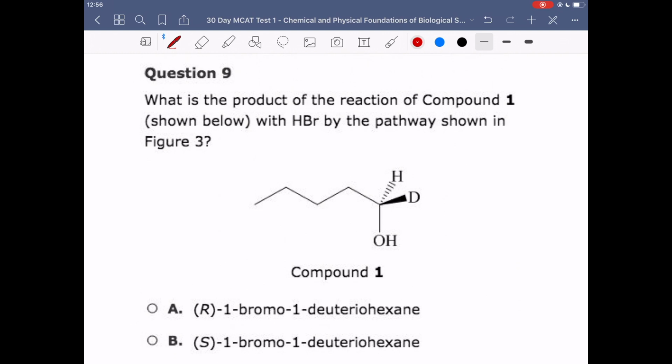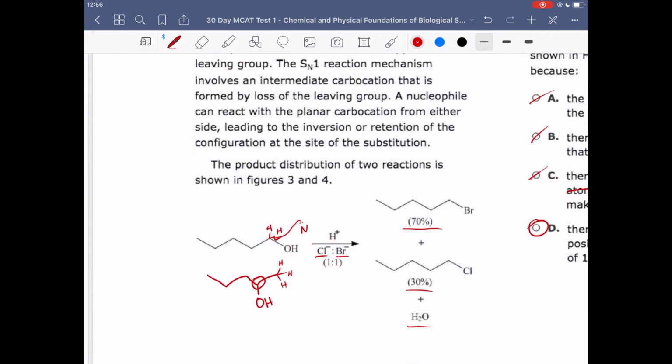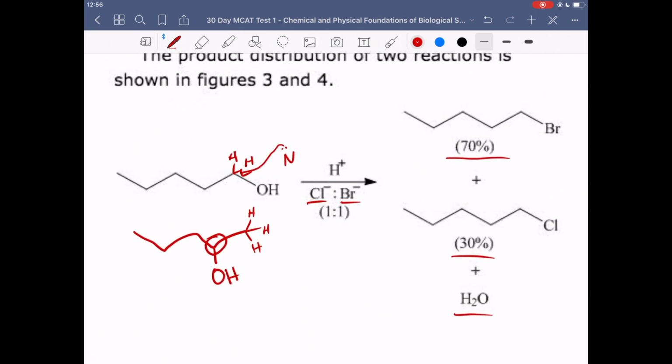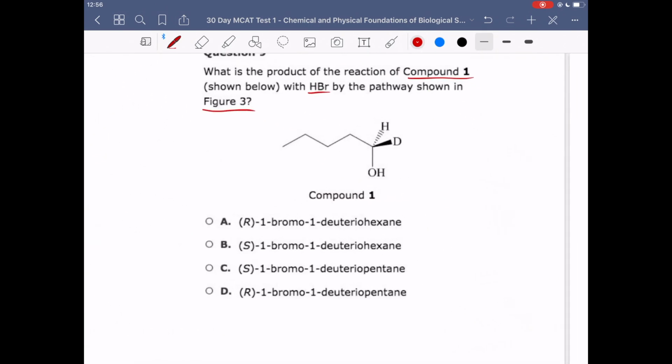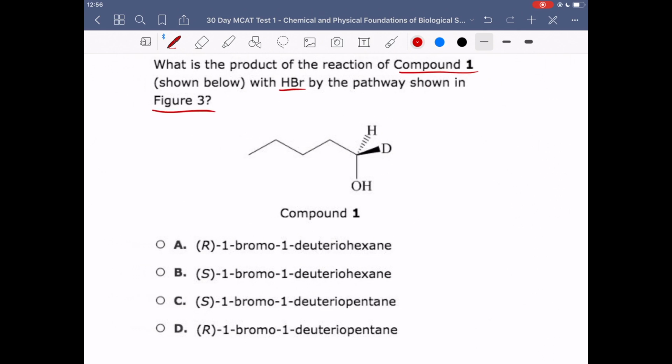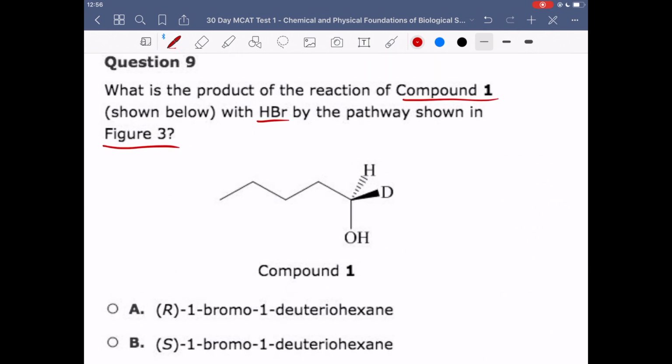In question 9, we're asked what is the product of the reaction of compound 1, which is shown below, with HBr by the pathway shown in figure 3. So in figure 3, that was down here. It was an SN2 type reaction. So we're asked what is the product here. Since it's a primary alcohol, it's going to be an SN2 reaction.